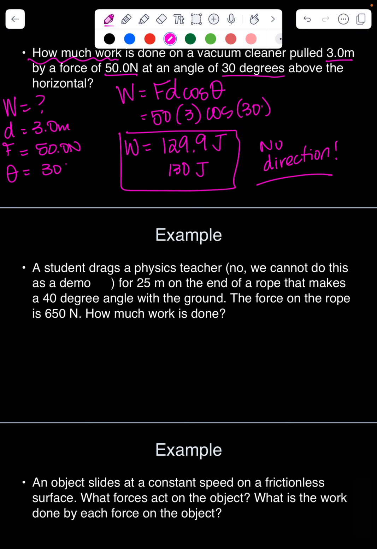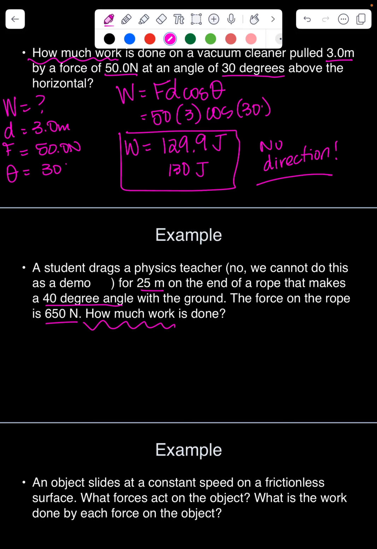All right, we have a student who drags his physics teacher. No, we cannot do this as a demo. All right, for 25 meters on the end of a rope that makes a 40-degree angle with the ground. The force on the rope is 650 newtons. I want to know how much work is done.